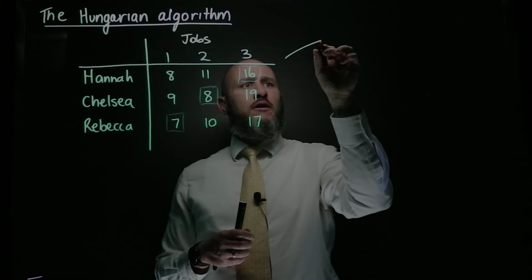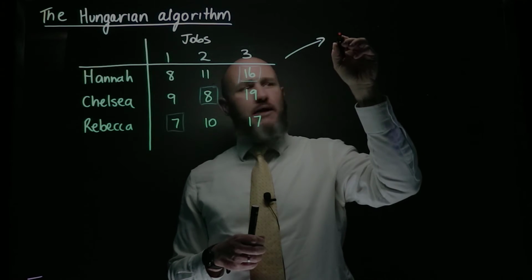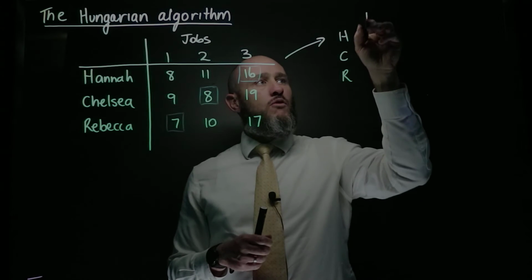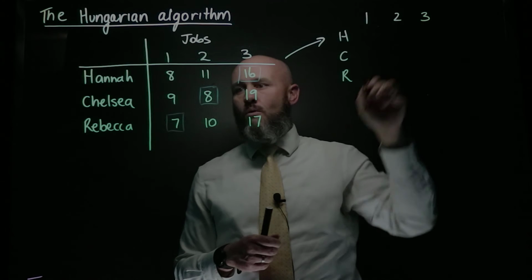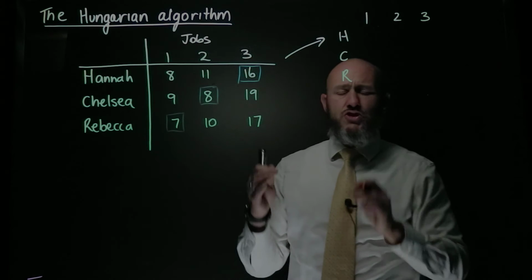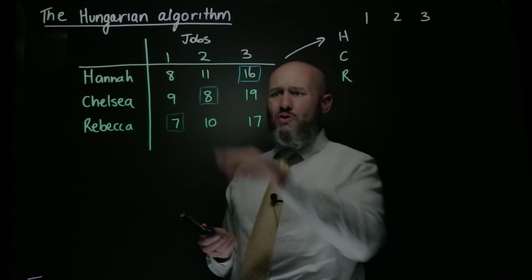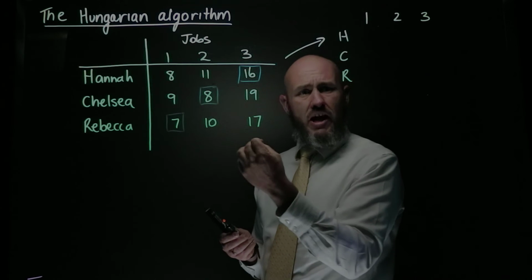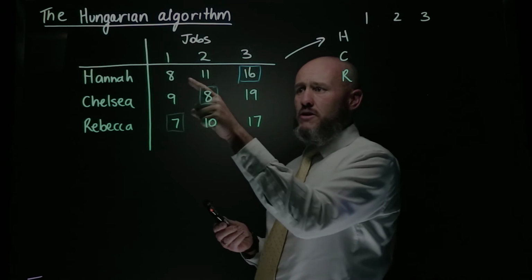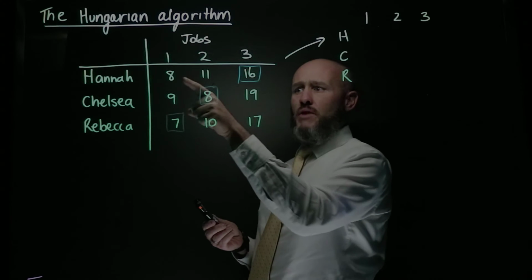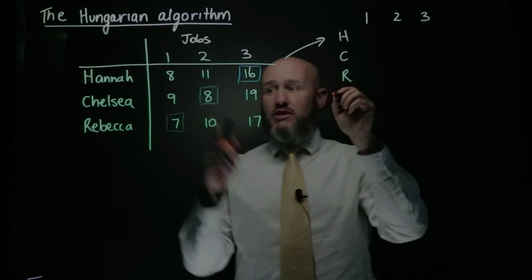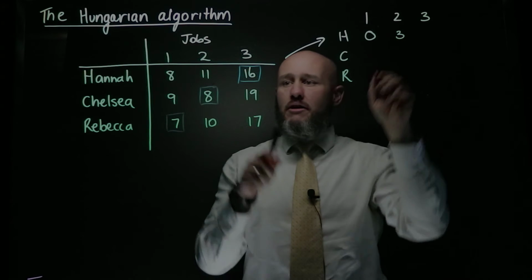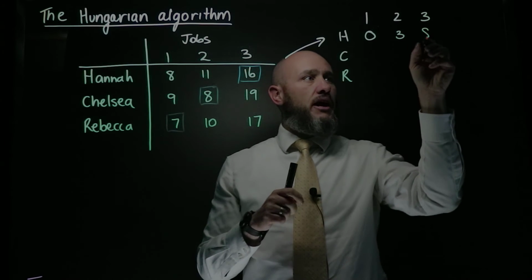So, this particular problem I'm going to label, and really if you've got the space you really should, HCR 1, 2, 3. The first step was to do a row reduction. So we look at each row, find the minimum value in that row and reduce every element in that row by that minimum value. For Hannah's row, 8 is the minimum value. If I subtract 8 from 8 I get 0. I subtract 8 from 11 and I get 3. And I subtract 8 from 16 and I get 8.